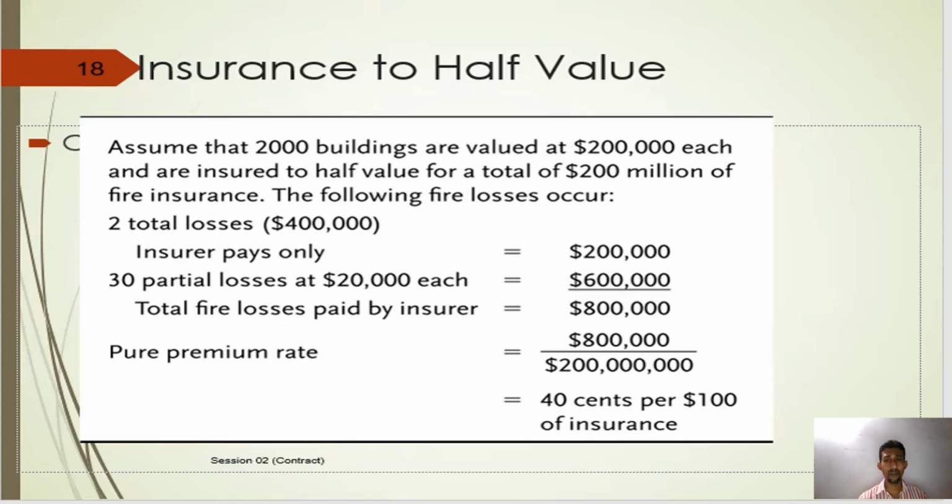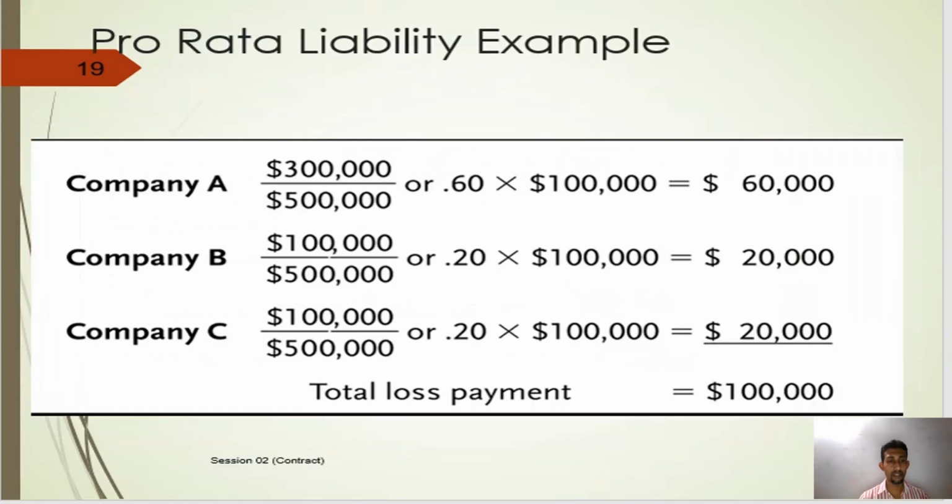Now this is a situation where, if there is a full loss, the insurance company is going to pay only half of its value. When you take the pure premium rate here, we take the total $800,000 divided by only $200 million, which calculates to 40 cents per $100 of insurance. So these are some of the examples for you to understand how an insurance claim is paid.